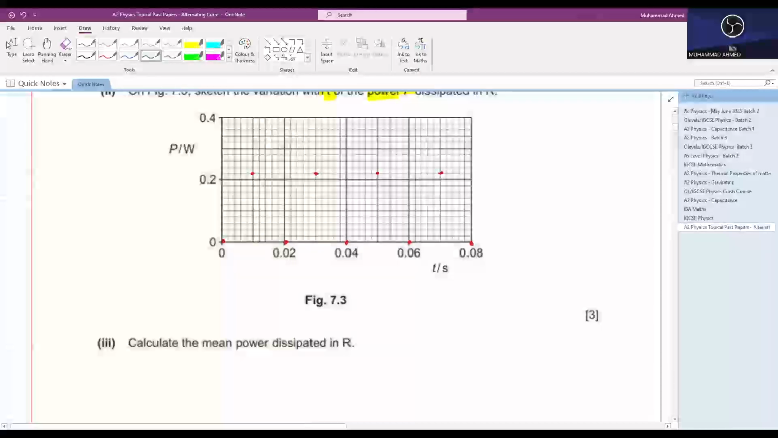Let's connect all these dots like this. Once you connect all these dots, you will have the power versus time graph.